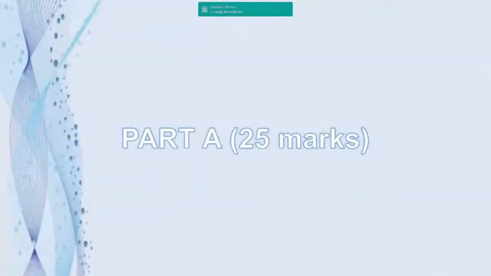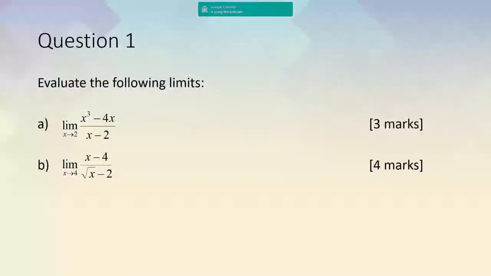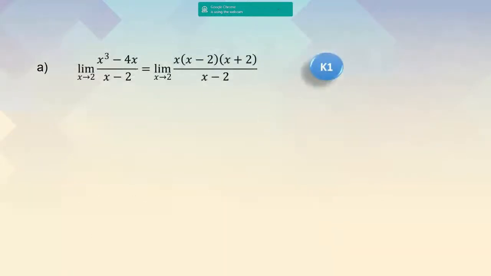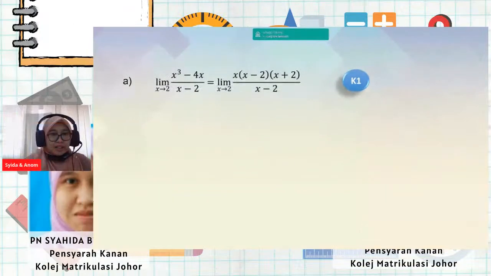Okay, so we look at the first part, that is part A. For the first question, we need to evaluate the following limits: the limit of x cubed minus 4x over x minus 2 as x approaches 2, and the limit of x minus 4 over the square root of x minus 2 as x approaches 4. So this is the solution. For the first step, we need to add another step here.